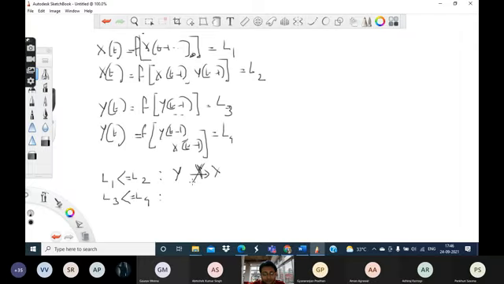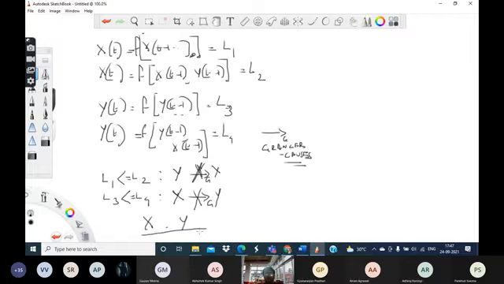Okay, let us just write. This arrow with a G written means Granger causes. On the other hand, if I get L3 less than or equal to L4, that means the incorporation of x does not help y. So we can say that x also does not Granger cause y. That means there does not seem to be any causality relation between x and y.